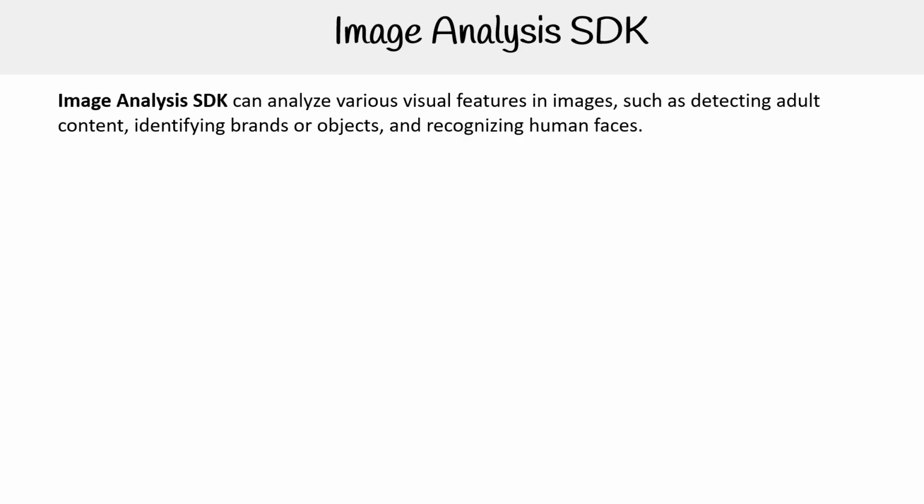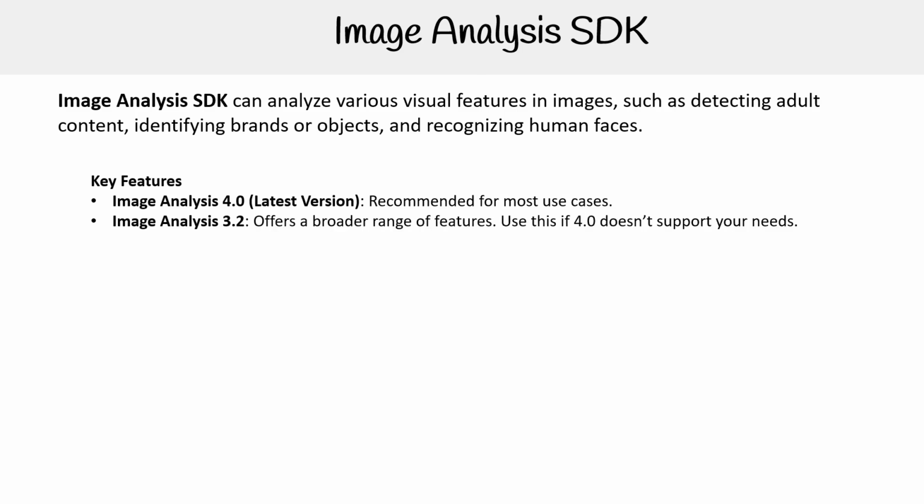So the Image Analysis SDK can analyze various visual features in images, such as detecting adult content, identifying brands or objects, and recognizing human faces. Key features are going to depend on whether you're using version 4, which is the latest version recommended for most use cases, or version 3.2, which offers a broader range of features, which you might have to use if you are looking for those specific feature sets.